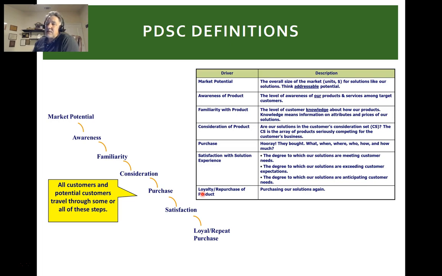And then lastly, what we try to move to is this point of satisfaction. It's really the degree to which our solutions meet, exceed, or anticipate customer needs and expectations. And if we're doing that right with satisfaction, we should be able to generate loyalty and repurchase. If you're highly satisfied with a product, you should see a high percentage of loyalty and repurchasing as well.